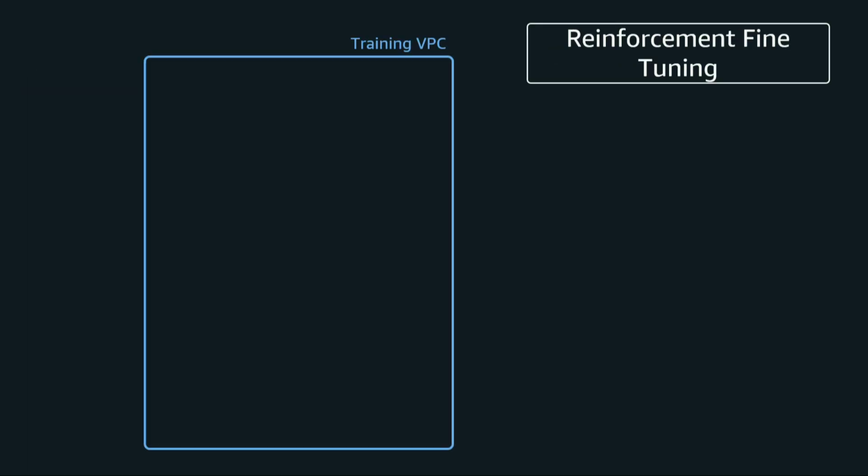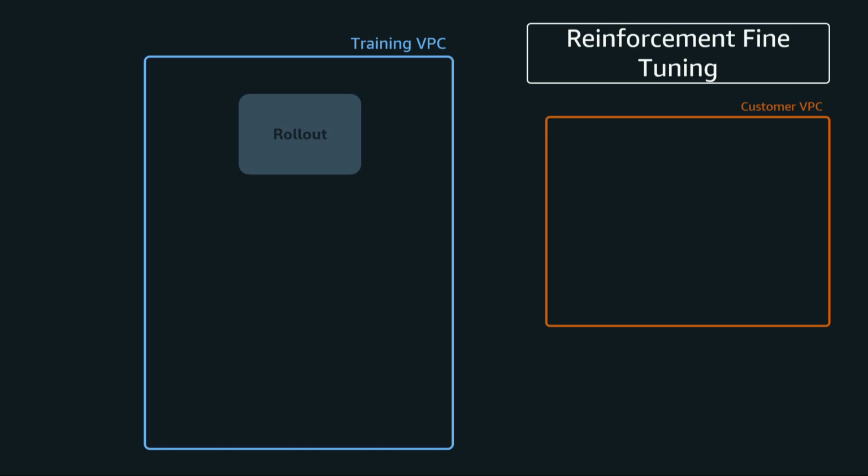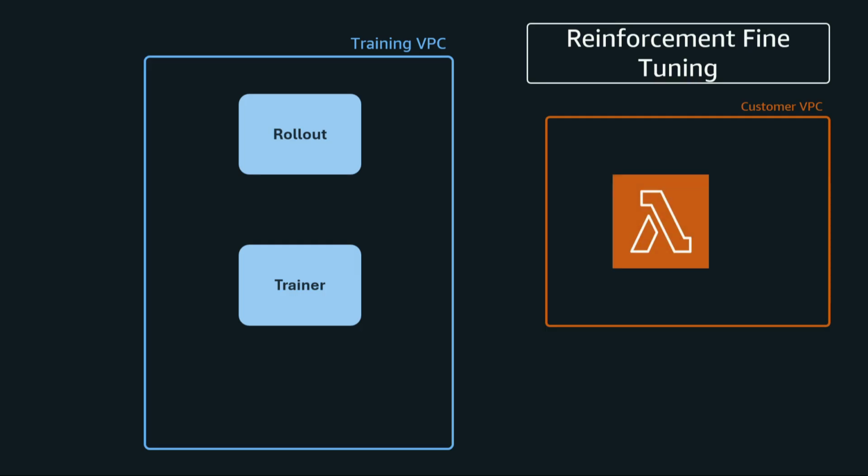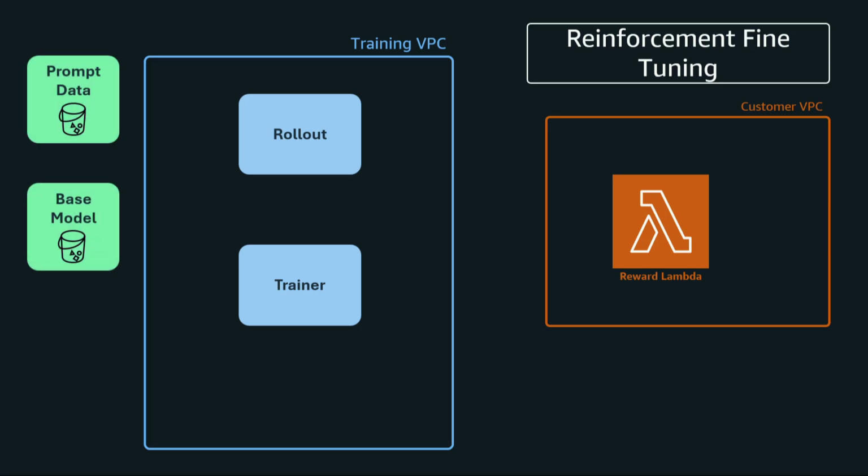While RFT is a little more elaborate, so it has a training VPC and a customer VPC. In training, there are two main modules: there is a rollout and there's a trainer. And then in your customer account, there is the Lambda function, which is the reward function. So again, you get access to the prompt data, which is the dataset that you want to train the model on with the RFT technique, and you get the base model. You load both from the rollout, and the trainer also loads the base model. And then it calls the Lambda function to calculate the predictions.